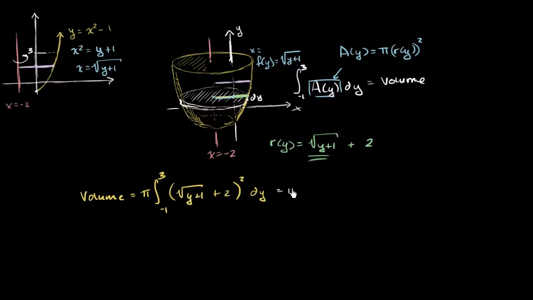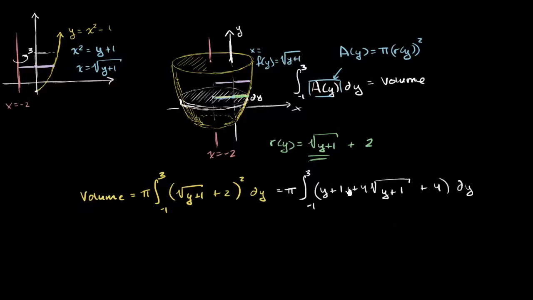So this is going to be equal to pi times the definite integral from y equals negative 1 to y equals 3. If you expand this out, you get the square root of y plus 1 squared, which is just going to be y plus 1. And then you're going to have 2 times the product of both of these terms, 2 times 2 times the square root of y plus 1, which is plus 4 times the square root of y plus 1. And then you have 2 squared, so plus 4. So you have this whole thing times dy.